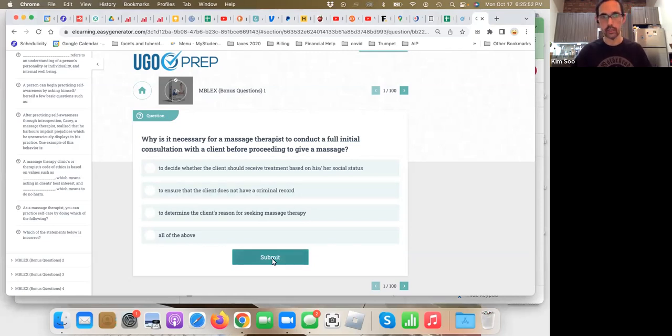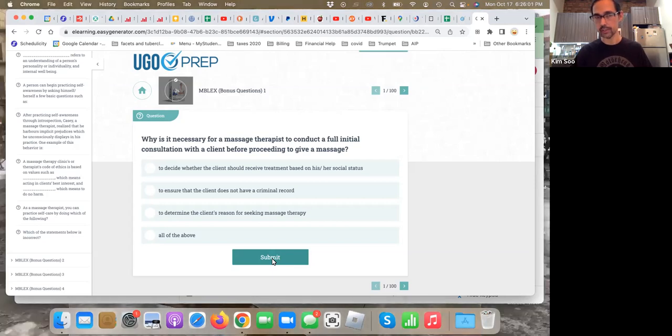So question one, why is it necessary for a massage therapist to conduct a full initial consultation with a client before proceeding to give a massage? Is it A, to decide whether the client should receive treatment based on his or her social status? B, to ensure that the client does not have a criminal record? C, to determine the client's reason for seeking massage therapy? Or D, all of the above?